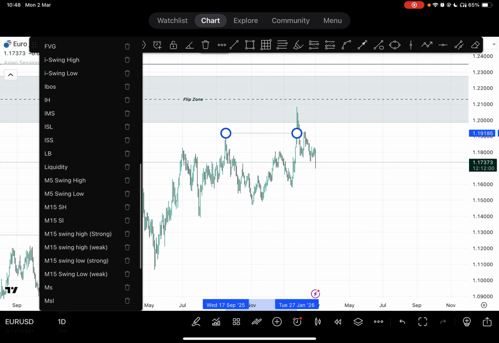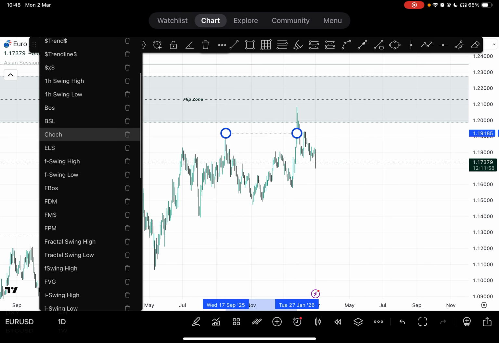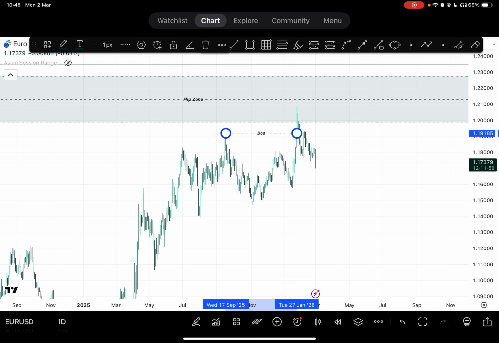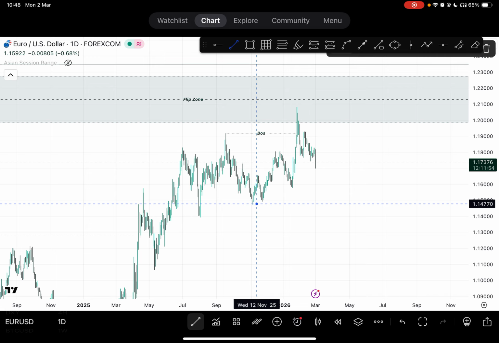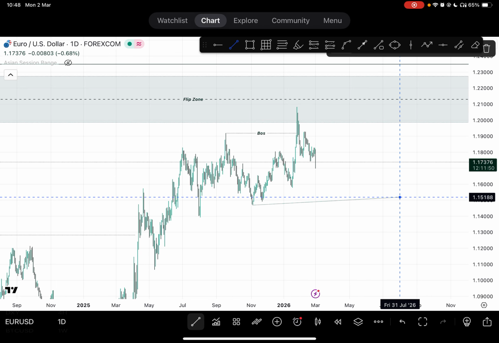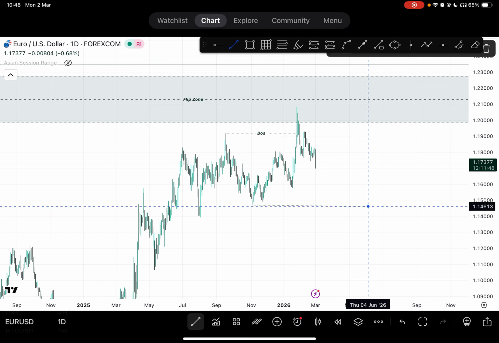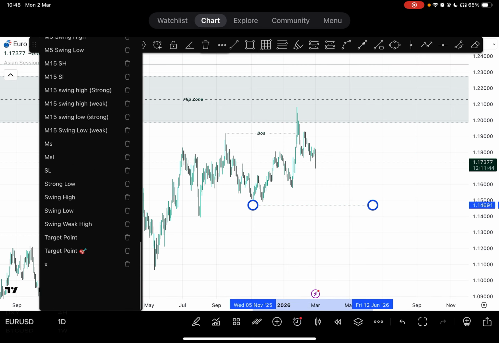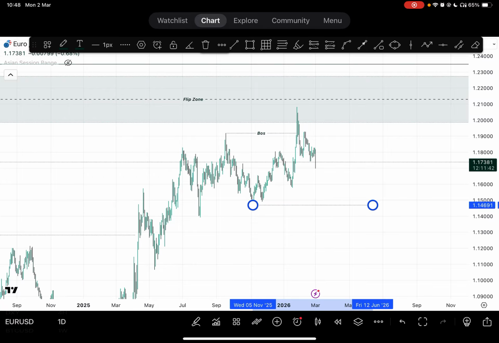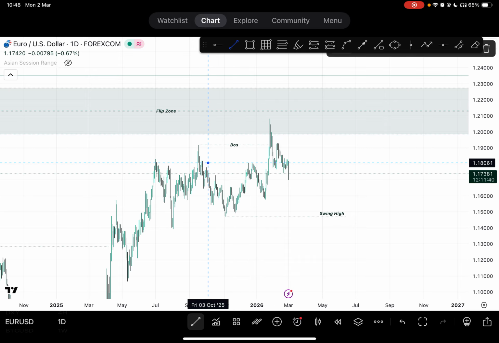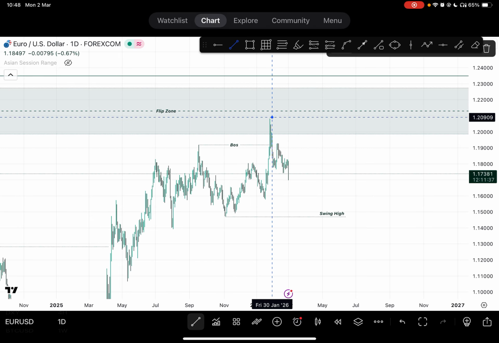We have the break of structure, we have price taking out that zone, and we have our daily low at this point. We have this low, that's a swing low, right? Swing low, not swing high. Sorry.